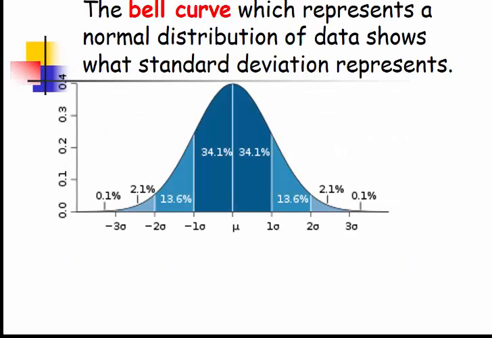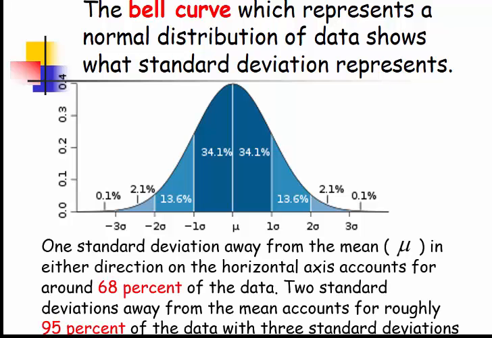The bell curve, which represents a normal distribution of data, shows what the standard deviation represents. One standard deviation away from the mean, in either direction, accounts for 68% of the data: 34% above, 34% below. Two standard deviations away from the mean accounts for roughly 95%, 47.7% on either side. 99% of the data would be covered by three standard deviations.